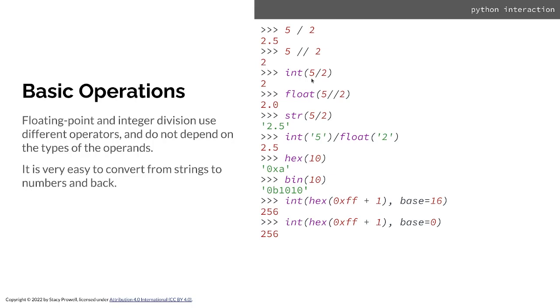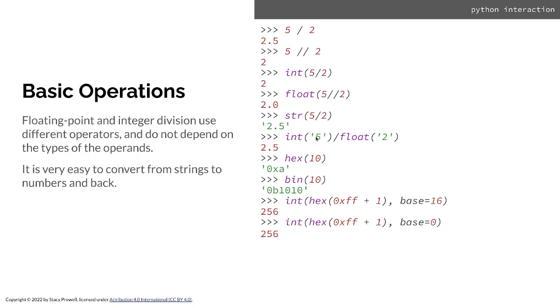How about this? What if I say 5 divided by 2, and I get 2.5, but I wrap it in this integer thing. Well, it's going to truncate it and give me back 2. Likewise, I could take the integer division, 5 divided by 2, wrap that in a float, and now I have 2.0. I could convert it to a string by wrapping it with str, and now I have the string, 2.5.